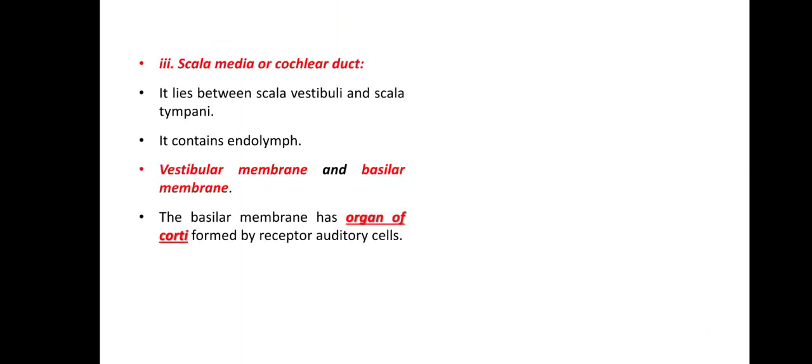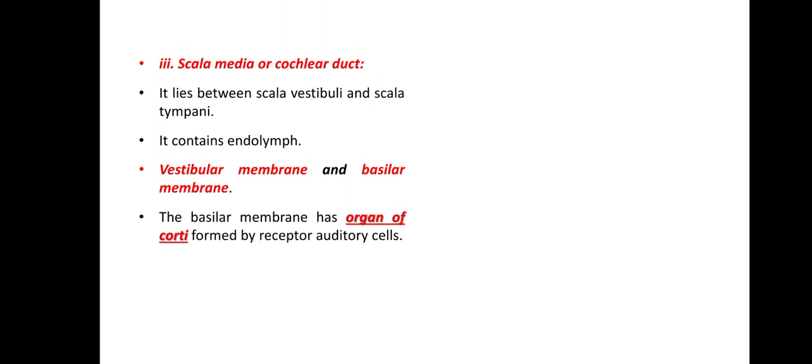Now come to the next chamber, scala media. Scala media is also known as the cochlear duct. Basically it is called the cochlear duct because it contains the organ of Corti. Look at the characteristic features of scala media, what is present in scala media. It lies between the scala vestibuli and scala tympani, meaning it is the middle chamber.